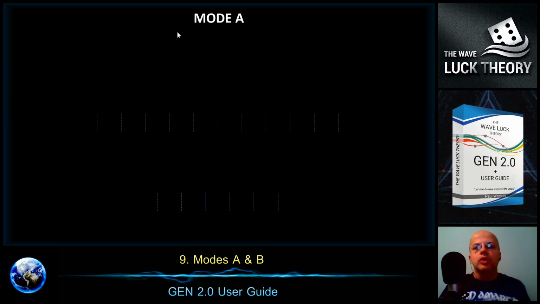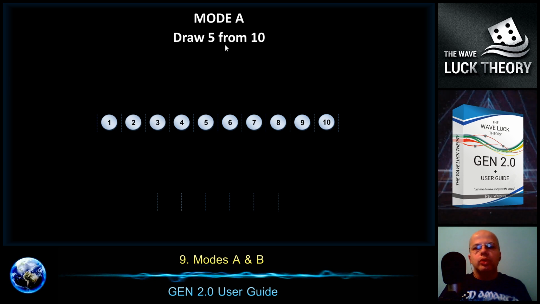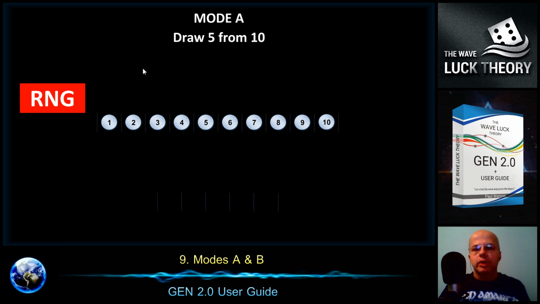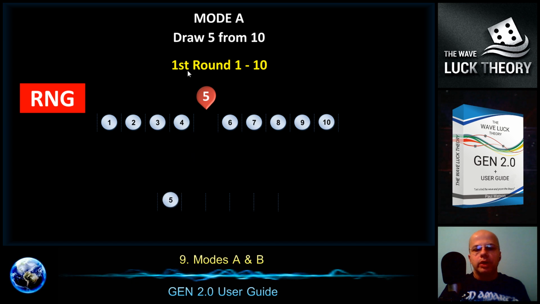Let's start with the mode A because it's equal to the real lottery and it simulates it perfectly without any exceptions. So we have to draw 5 numbers from 10, so we have in pool 10 numbers, and then we have here, as I explained, the random number generator, and it starts to generate the numbers in range from 1 to 10 in the first round. So we are getting number 5.